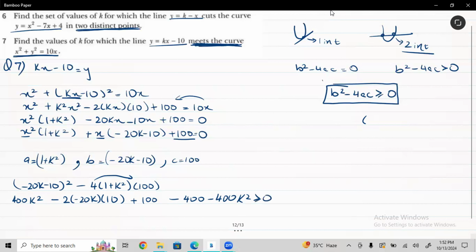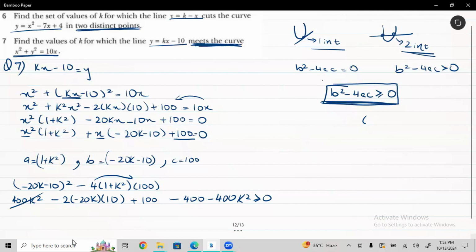I know it's a bit confusing right now, but again, we discussed earlier b squared minus 4ac would be greater than or equal to 0 because we would have either one intersection point or two intersection points. We do not know for now. So again, simplify this up.